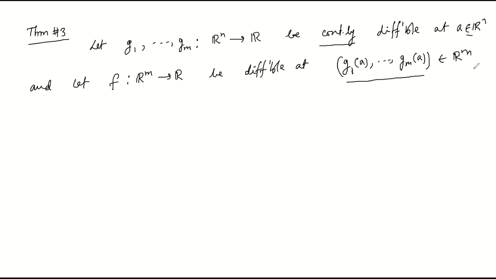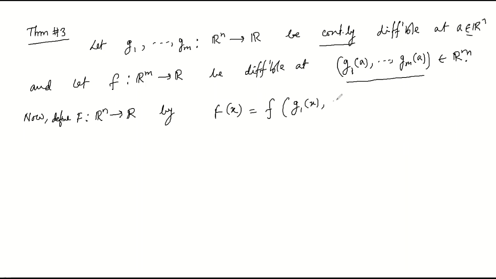Now we define the function capital F, from R^n to R. This is defined by: f of x is equal to small f composed with g1 of x, and so on, g m of x.